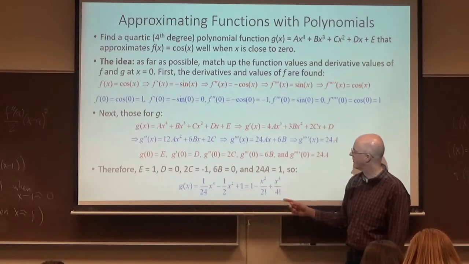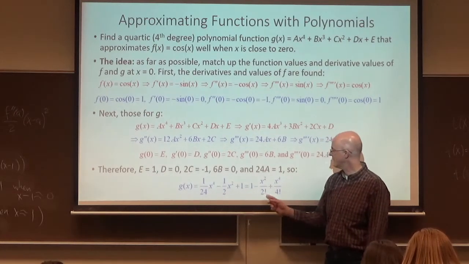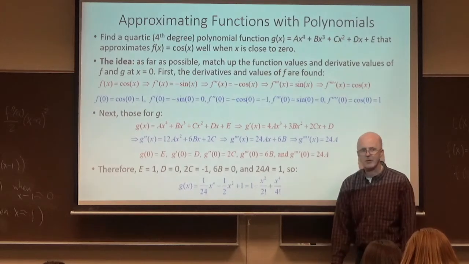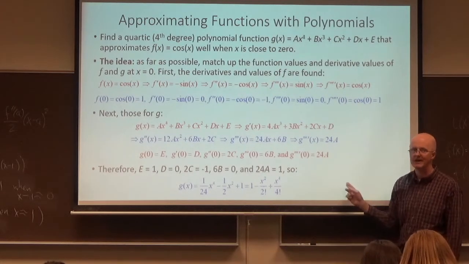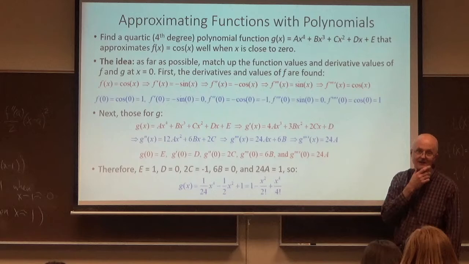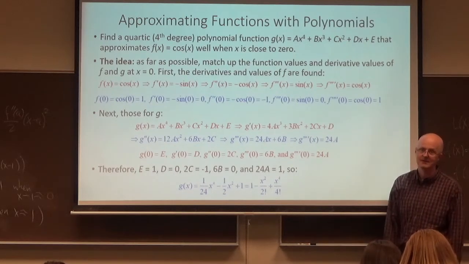24 does happen to equal 4 factorial. 2 does happen to equal 2 factorial. I'm purposely pointing that out because if you continue this process and get even higher degree polynomial approximations, the pattern continues.